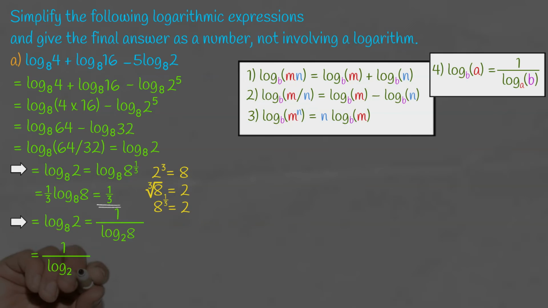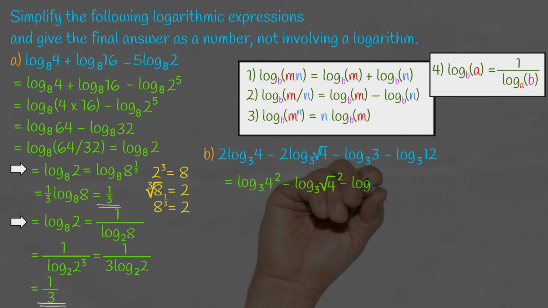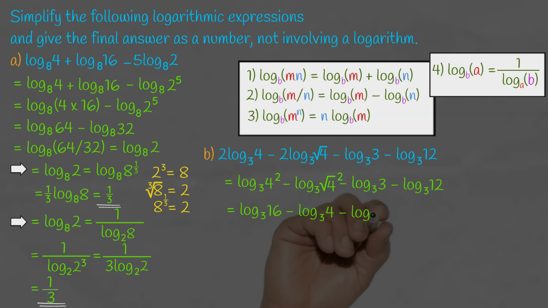So if we substitute that back in and then move the exponent 3 in front of the log, we get 1 over 3 log to base 2 of 2. And as we know, log to base 2 of 2 is equal to 1. So again, the answer is a third. And in part B, we again first use rule 3 to move the coefficients in front of the first two terms to become exponents. So with the second term, the square root and the squared will now cancel out.